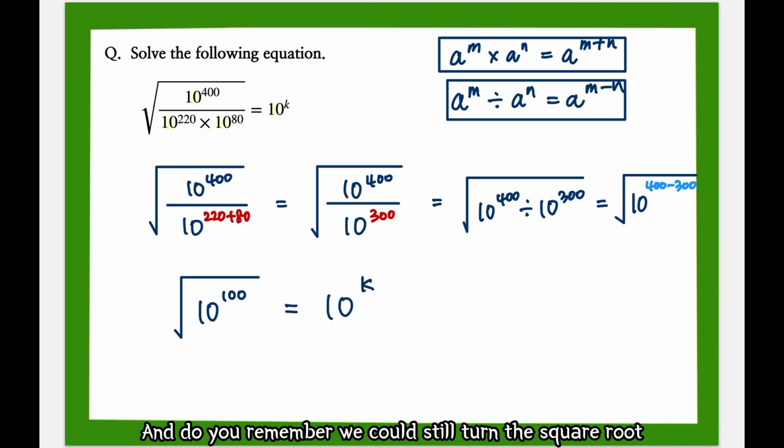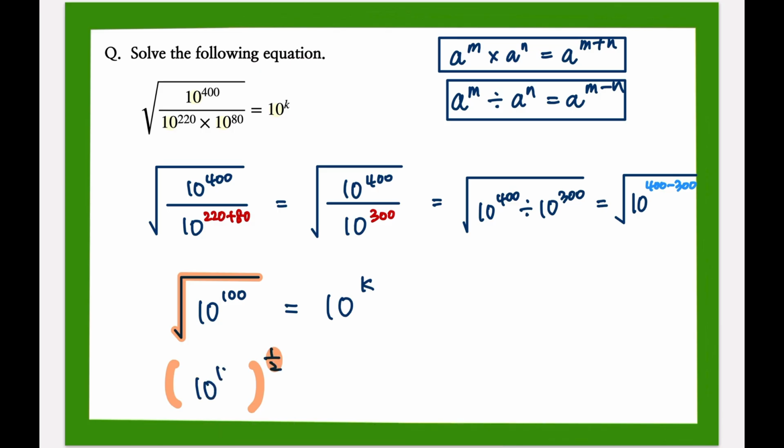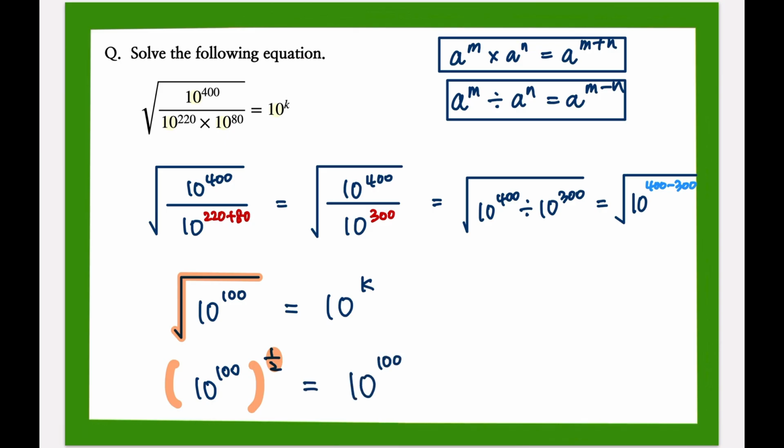And do you remember we could still turn the square root into the form of indices? We can turn the square root into something to the power of 1 over 2. So let's try to keep that inner part 10 to the 100. And now we still have to apply the indices rule, which is the power rule, to simplify. So 10 to the power 100 times by 1 over 2. This is how we apply the power rule. So it turns into 10 to the power 50.